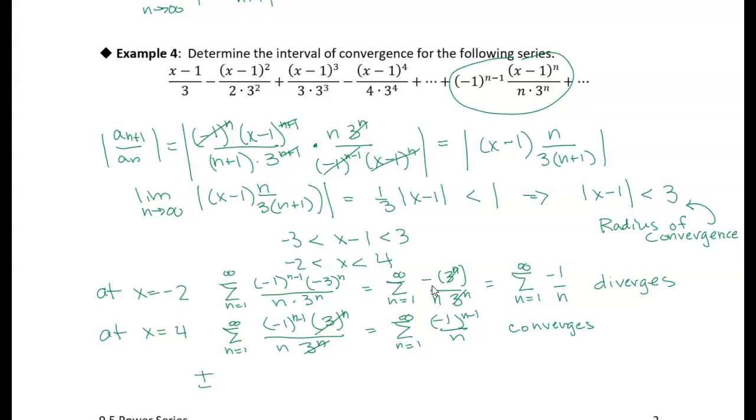So let's write down what the interval of convergence is. We are not going to include the minus 2, but we are going to include the 4. So that's one way to write the interval of convergence, or we could write (minus 2, 4] with a square bracket around the 4, indicating that that point is included in our interval.